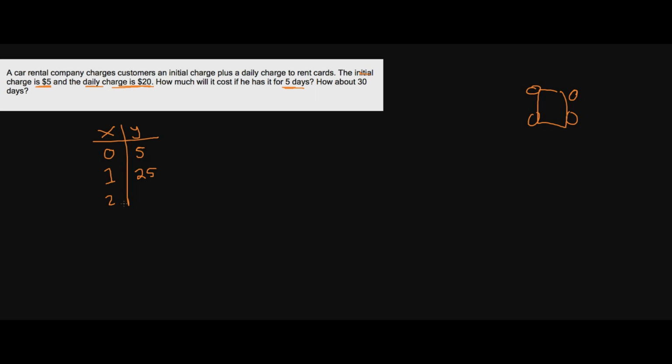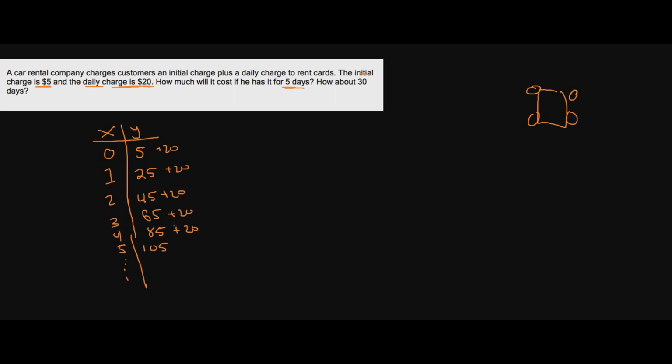After a second day passes by, how much is it going to cost in total? Well, we added 20 here. We'll just add 20 here. 25 plus 20 is 45. And we can just repeat this over and over until we get all the way to day number 5. Just keep adding 20. 65, 65 plus 20 is 85, plus 20 is 105.